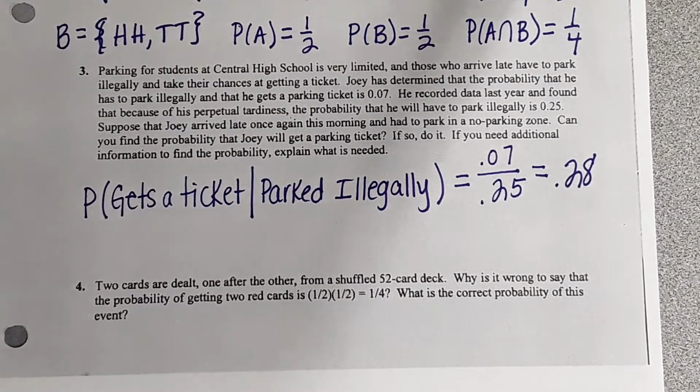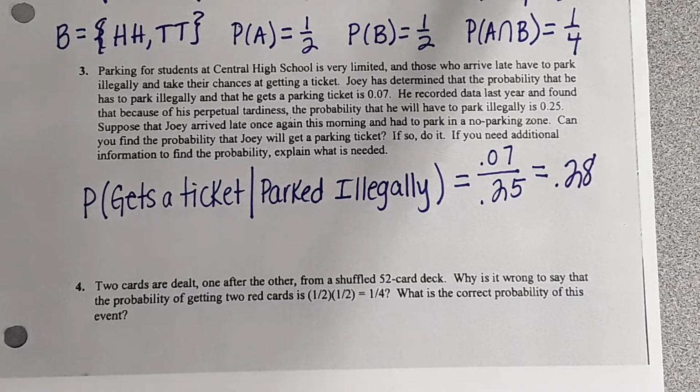Two cards are dealt, one after the other, from a shuffled 52 card deck. Why is it wrong to say that the probability of getting two red cards is 1/2 times 1/2 equals 1/4? What is the correct probability of this event? So why is it wrong to say that? Because after you pull the first card, it becomes 51. Right, because you didn't replace the card. So that's the first thing. Why is it wrong to say the probability of getting two red cards is that? Because you never replaced the first card you drew. That's the first problem, okay? And then what is the correct probability of this event?